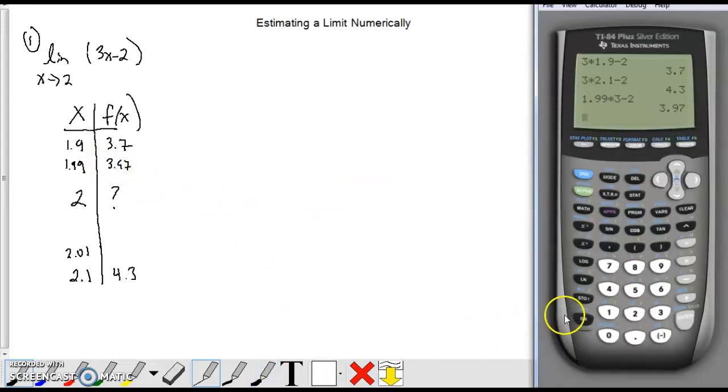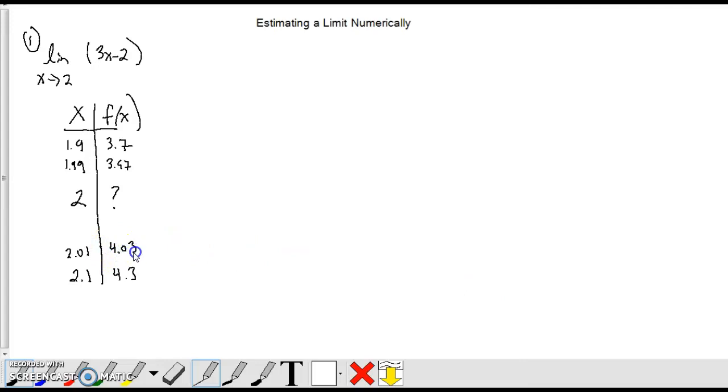3.97. And then 2.01 times 3 minus 2 gives 4.03. So 4.03. Okay, so this one is getting closer to the number 4. I want to keep going.